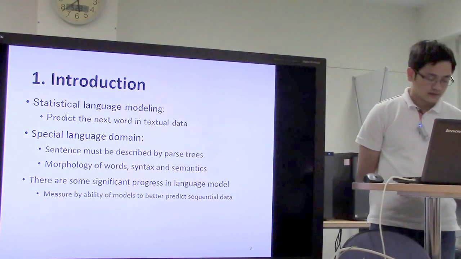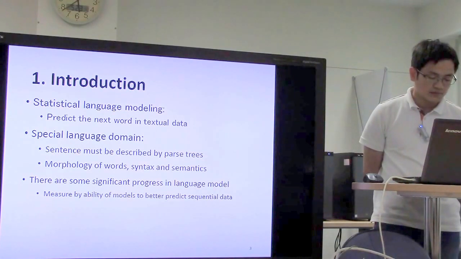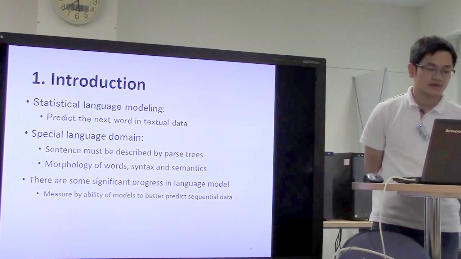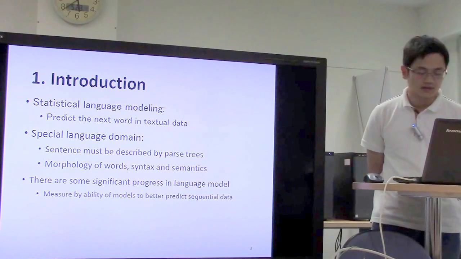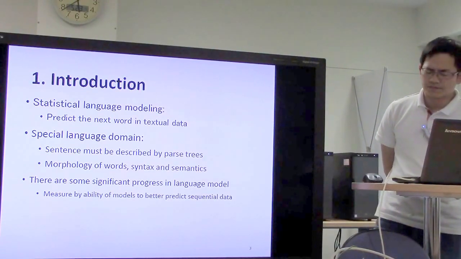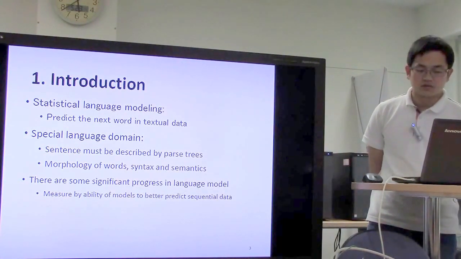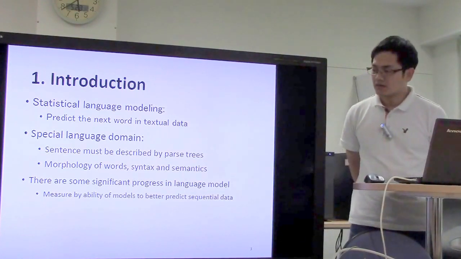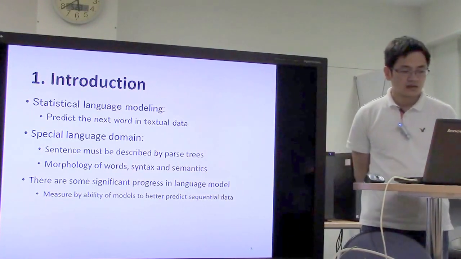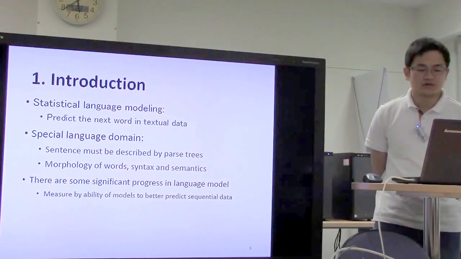Scaling data reduction is considered the key problem of machine learning, but the static core learning model is very successful at predicting the network in the textual data with the context, but it is considered in very specific language domains. For example, the sentence must be describable by the passage tree. The sentence considers the morphology of the word, the syntax, and the semantics. So there are some simplifications for setting up language processing, such as static language modeling like n-gram.